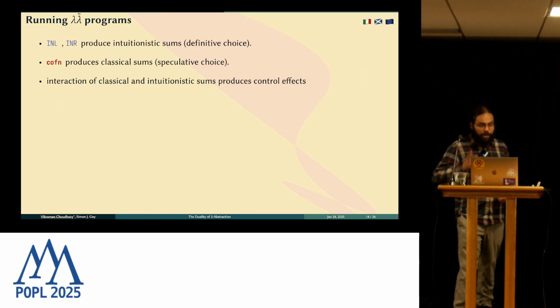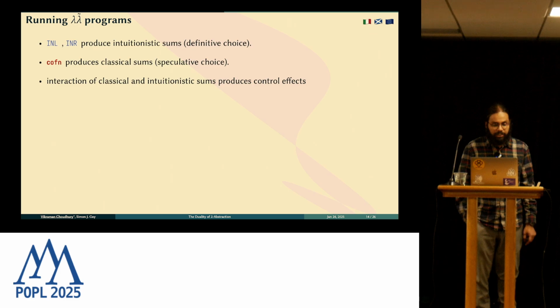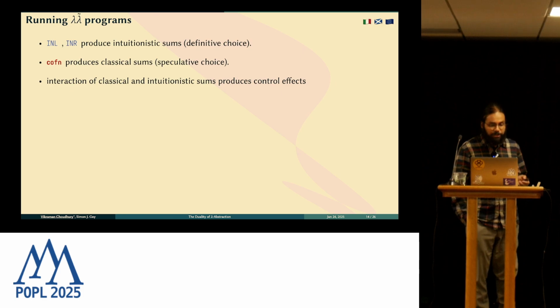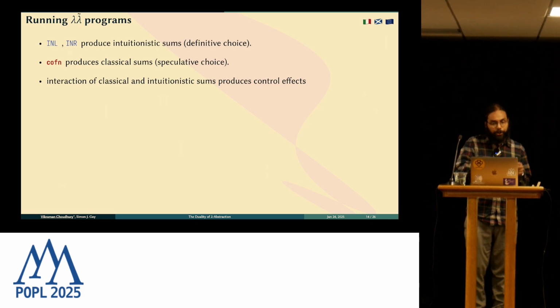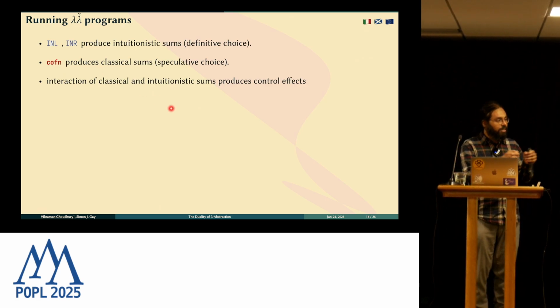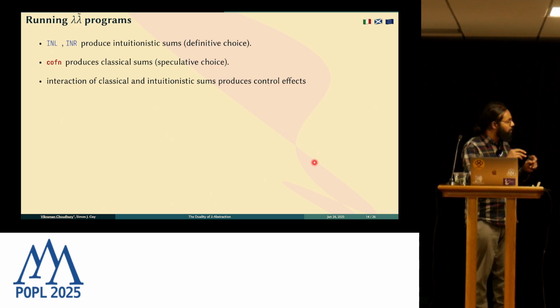But there's also something more in this calculus, which is how the intuitionistic sums interact with classical sums. Because both of them have the same sum type, you see there are three different ways to introduce sums, right? You can either introduce them intuitionistically using left and right, or you can use a lambda bar, which is the co-function. And you can eliminate sums either using case or by co-applying. Okay, so for every pair of interactions, there's a control effect.